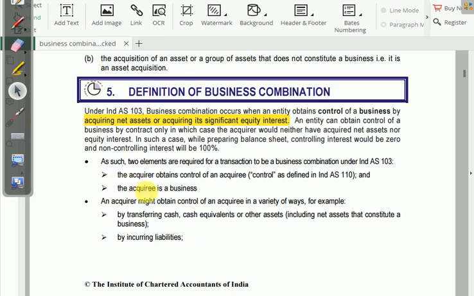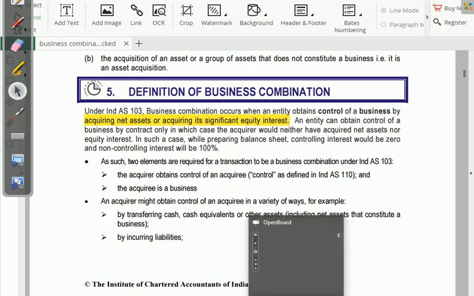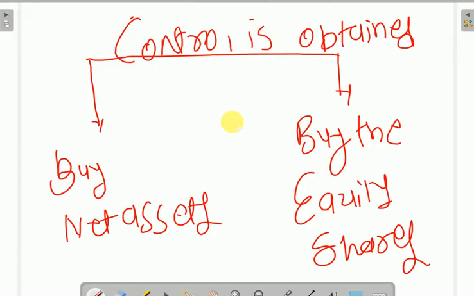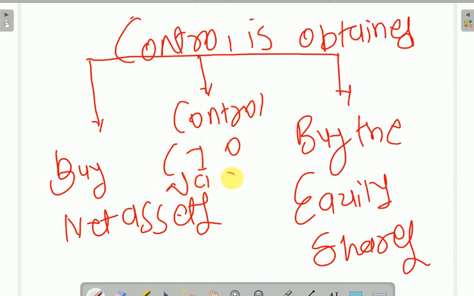As such, an entity can obtain control of a business by contract only, in which case the acquirer would neither have acquired net assets nor equity interest. In such a case, while preparing the balance sheet, controlling interest would be 0 and non-controlling interest will be 100. This is the only case when non-controlling interest will be 100%. Third method, by which we can get control, is by contract. CI 0, NCI 100. Non-controlling interest, that is minority shareholders. All shareholders are minority because even though they are having 100% shares, they are not having control. We are having control by contract.